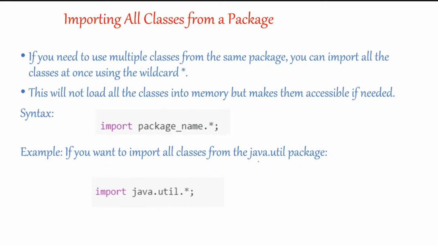The other way is that you can import all the classes from this package. When you write the syntax like this, dot and then asterisk, this is like a wildcard, a Unix wildcard, and Java follows the same thing. This asterisk means all. So when you say dot all, it will import all the classes from the util package to your program. Okay, that's all about package.